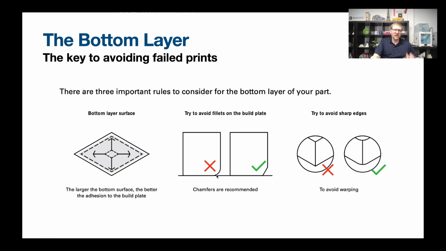So instead of doing a fillet, do what you see on the right. That's called a chamfer, where it's just at an angle instead of a curve. That's going to print much more cleanly, and it still gives you a similar effect. It still gives you a nice look, and it's a nice finishing touch.